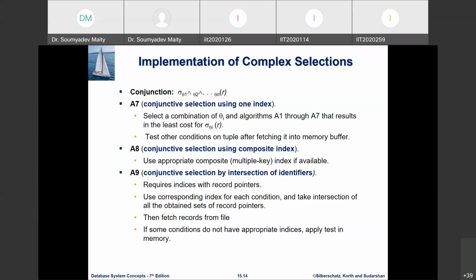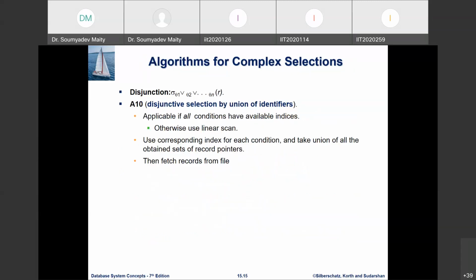But in case of union, in case of disjunction, you can take the advantage of the union operation only when an index is available for all the attributes involved in theta 1 through theta n.